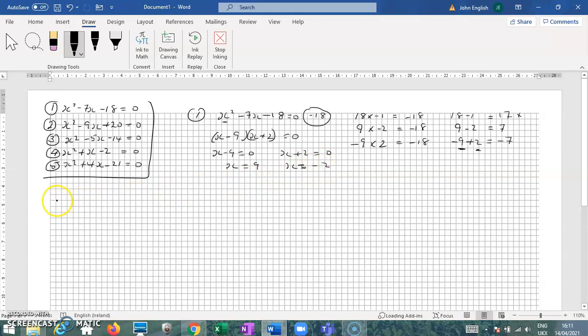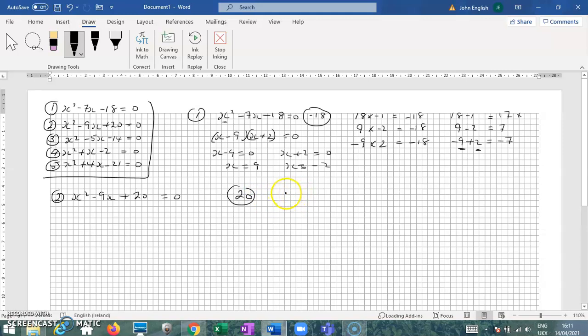Okay, so let's look at the second one. So number 2. So it's x squared minus 9x. It's a plus 20 this time, okay. And that's equal to 0. So we're looking for this time now at the factors of a positive 20, okay. Now, the trick is that the factors of the positive 20 when multiplied together give us the 20, and when added together give us minus 9.